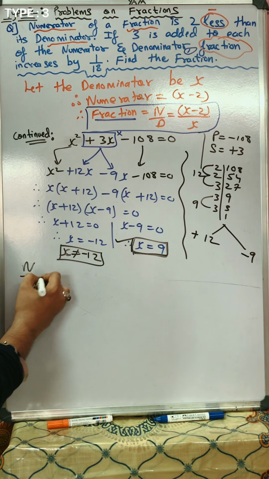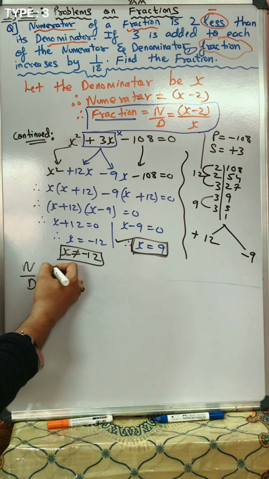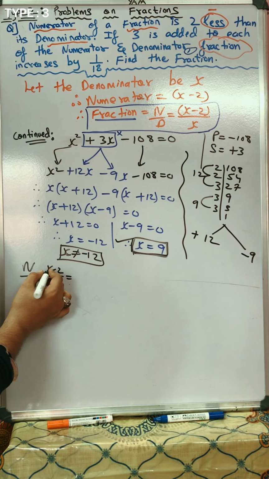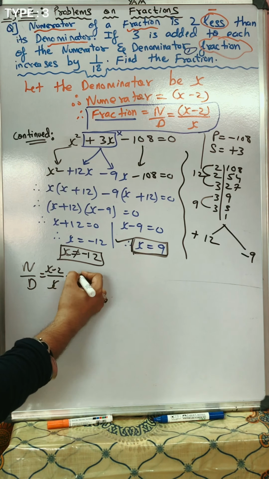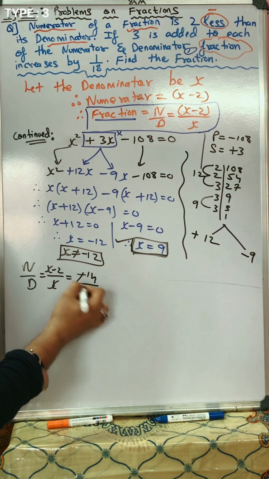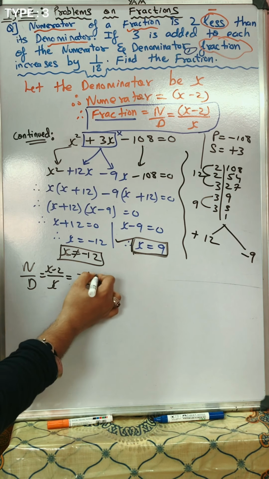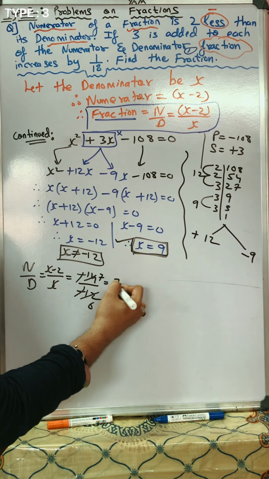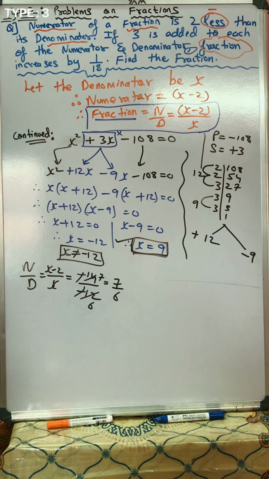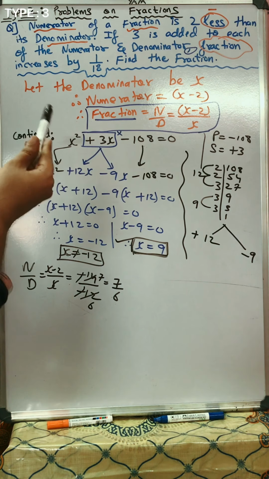Numerator upon denominator is a fraction. Our numerator is x minus 2 and our denominator is x. So if at the place of x I substitute minus 12, minus 12 minus 2 becomes minus 14 upon x is minus 12. Minus minus gets cancelled. 2 6s are 12 and 2 7s are 14. So my fraction comes to 7 upon 6. Now what's happening students over here? See, read the question.